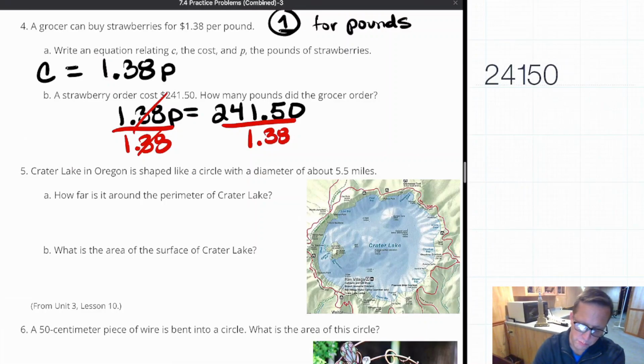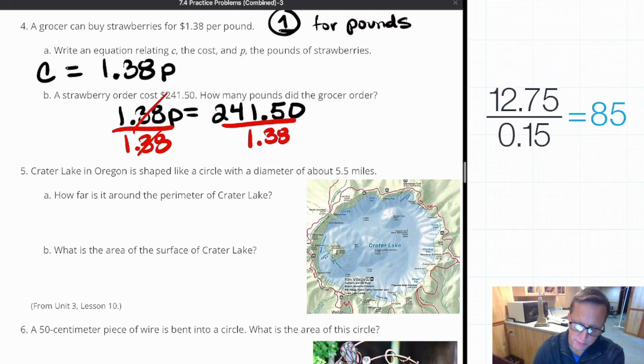So 240. Whoop, that didn't come out right. Let me try that again. I'm not doing that right.